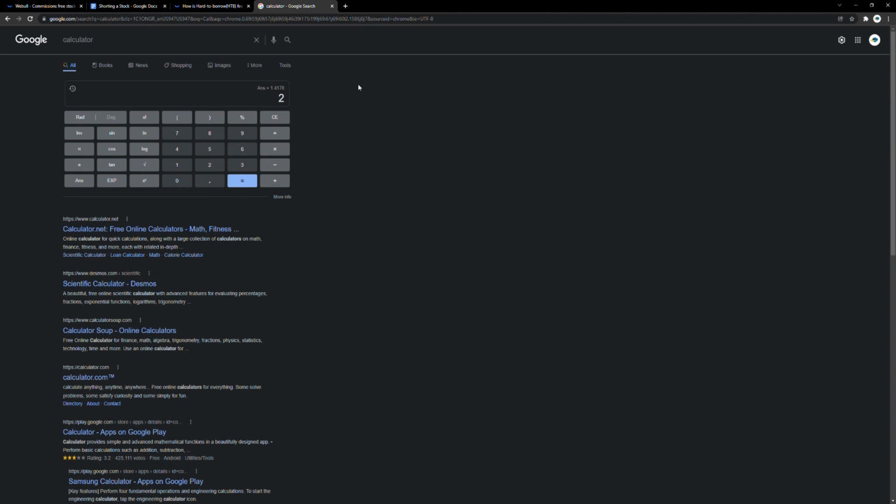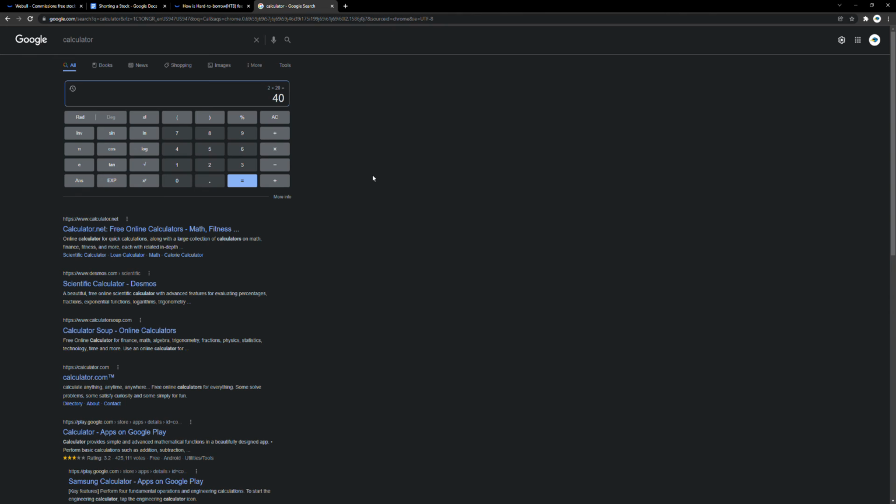After I get that $2, I have to multiply by the amount of shares that I shorted. I only shorted 10 shares, so if you multiply that 2 by 20, that's going to give me $40. And that $40 is going to be my trade value.